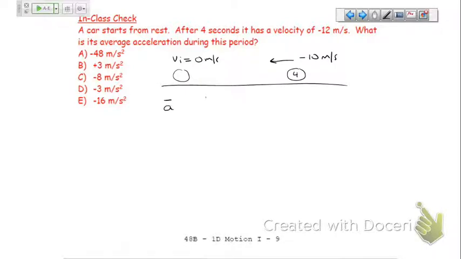Average acceleration is equal to my change in velocity over my change in time, which equals my v final minus v initial over t final minus t initial. If that was 4 and it was after 4 seconds, that's 0. So then I say, okay, my v final is minus 10 minus my v initial. I started off at 0. I'm sorry? Oh, thank you ever so much. Minus 12. Yeah. Oh, look.